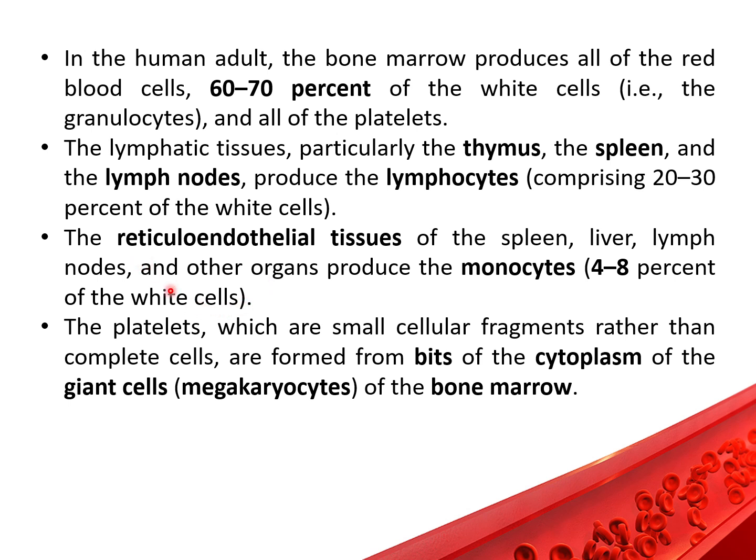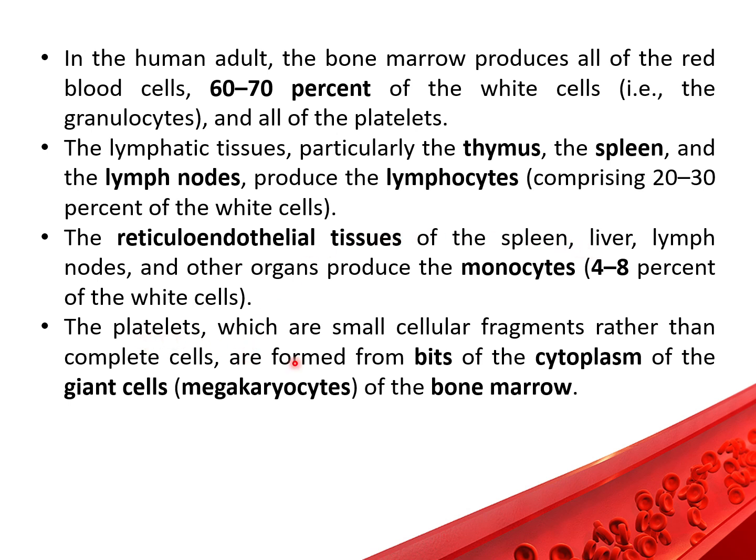The reticuloendothelial tissues of the spleen, liver, lymph nodes and other organs produce monocytes, which are about 4 to 8% of the white blood cells. Students, remembering the percentage or the normal range of each of the white blood cells is very essential. I will prepare a different video for that, so you don't need to worry.